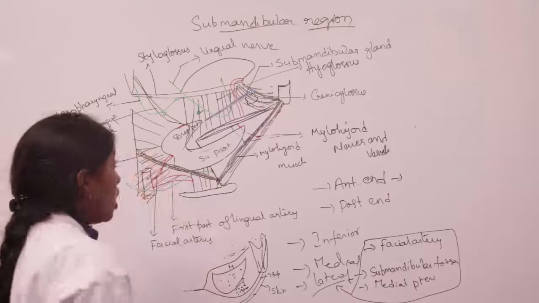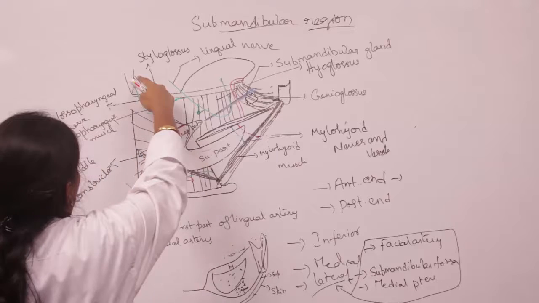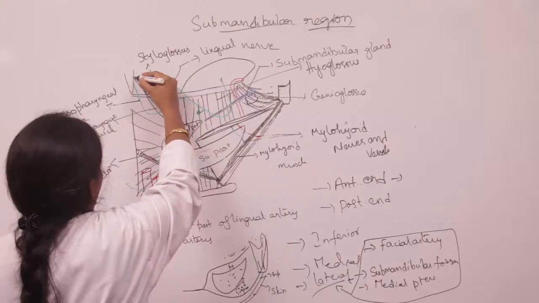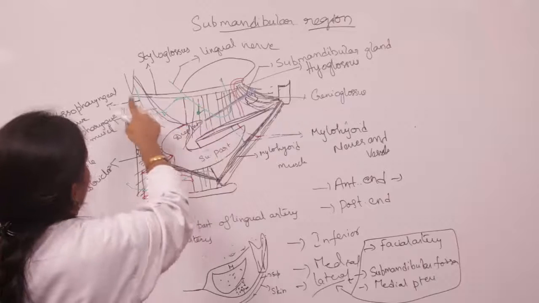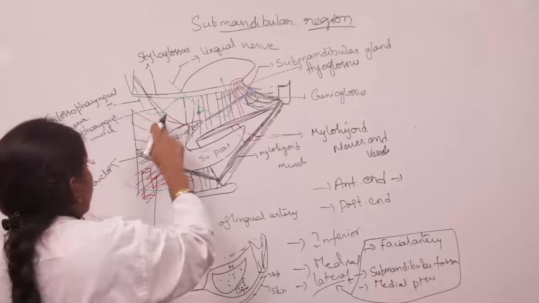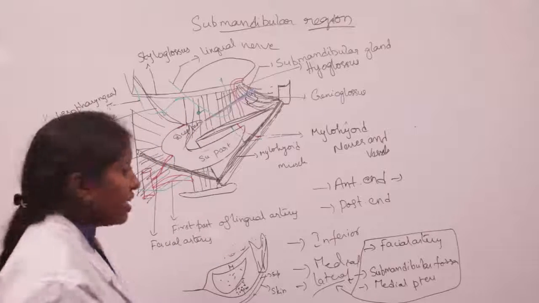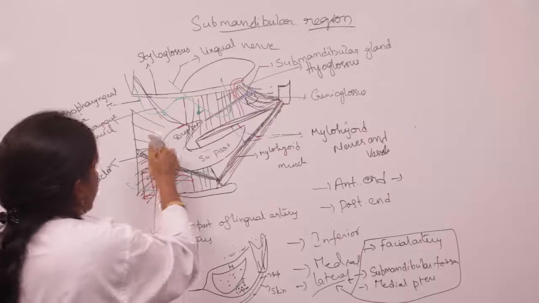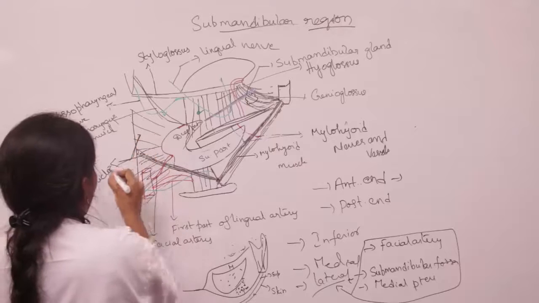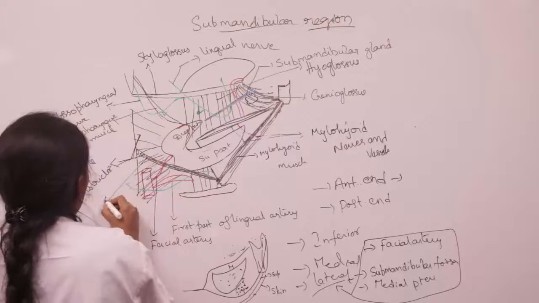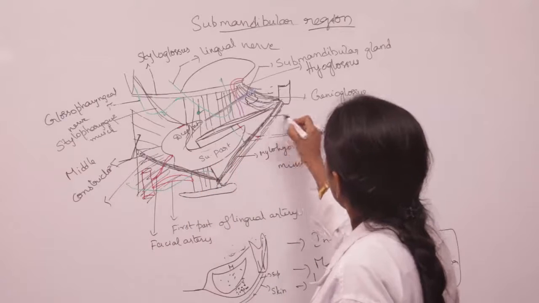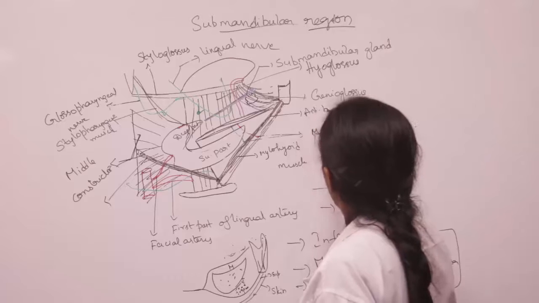Coming to the posterior part. The posterior part is related to the stylopharyngeus muscle and the styloglossus muscle. This is the styloglossus muscle and this is the stylopharyngeus muscle, and we have the glossopharyngeal nerve here, which supplies the stylopharyngeus muscle. It is also related to the middle constrictor of pharynx. And it is also related to the posterior belly of digastric. This is the posterior belly of digastric, and this one is the anterior belly of digastric.